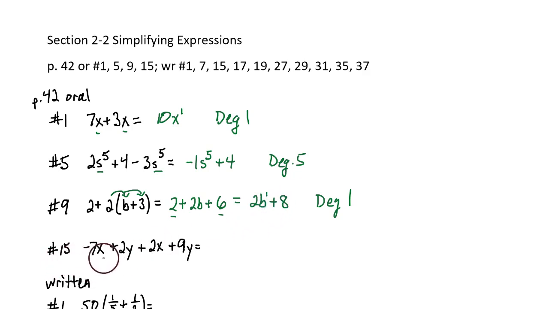Number 15, some of the terms have x's and some of the terms have y's. Let's combine like terms. -7x and a +2x. -7 plus 2 is -5. And that had an x by it. Now the y terms, 2y and then later plus 9y. 2 plus 9. That's +11y. This is a degree 1 polynomial. Both variable terms go to the first power, so it's degree 1.